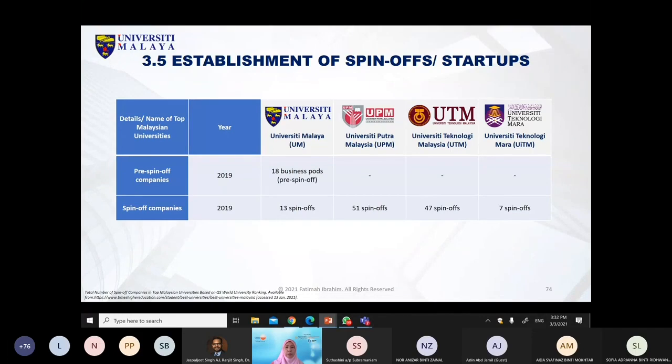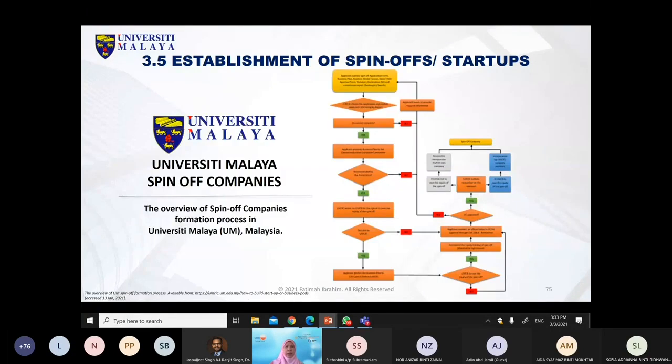We have a spin-off company, about 13 spin-off in UPM. As I told you, they are the champion and they started their program for the spin-off since 2013, and up to now they already have 51 spin-off. And UTM also the second leading, are very active in having a spin-off company. And also surprisingly, UITM. And this is the establishment of the spin-off for the University Malaya.